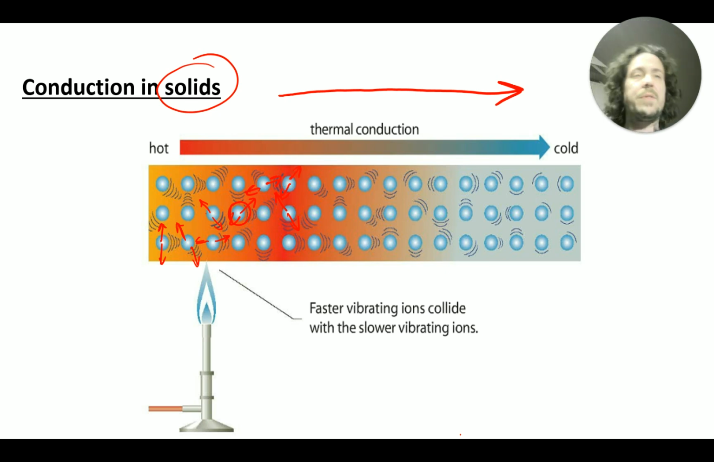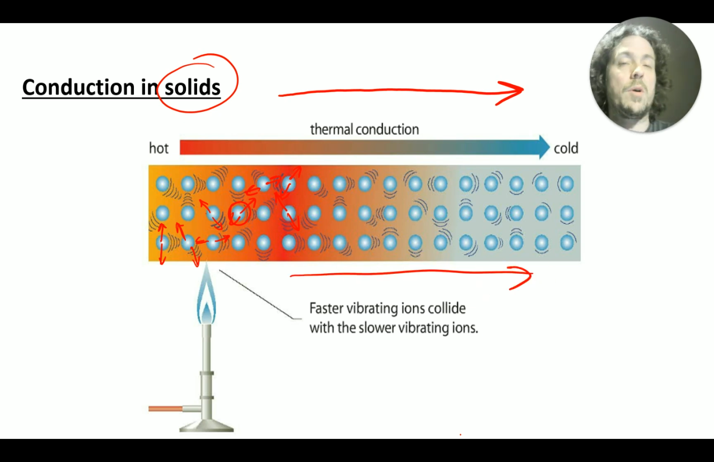So they vibrate, they collide, and they pass the energy along the solid until we end up with the heat energy transferring from the hot end to the cold end. And that is essentially it for solids as a general category. And that explains how heat will get from one end to the other.